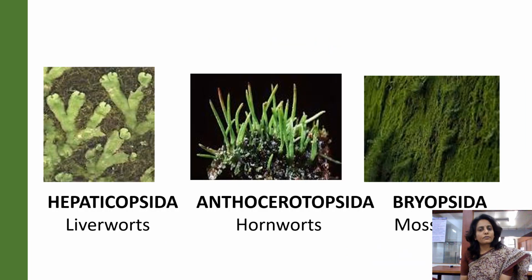Bryophytes can be broadly classified into three classes, namely Hepaticopsida, Anthoceratopsida, and Bryopsida. They're commonly called liverworts, hornworts, and mosses. Liverworts appear liver-like or lobe-like, while Anthoceratopsida, or hornworts, appear horn-like, which is nothing but the sporophyte that appears on the surface of the thallus and is horn-like in appearance. Bryopsida, otherwise called mosses, have a leafy gametophore.